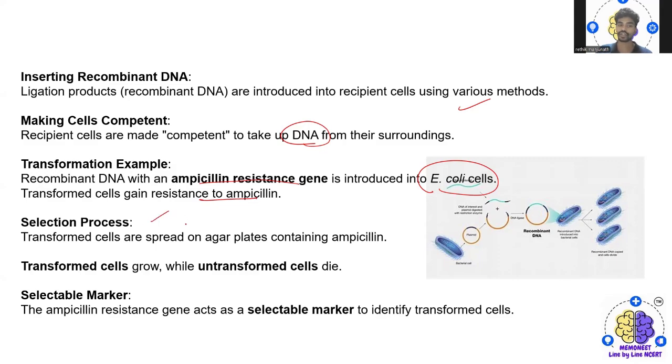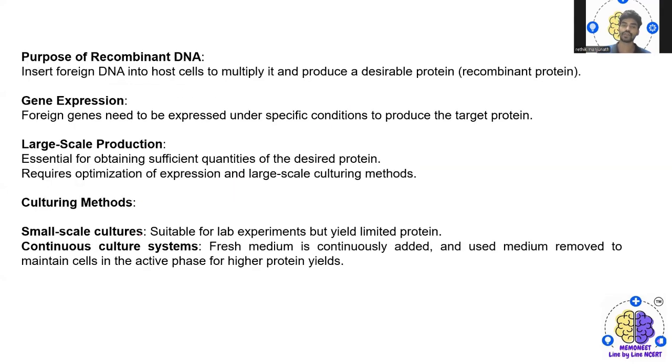The transformed cell gains resistance to ampicillin. Then how do you select? Transformed cells are spread on an agar plate containing ampicillin. Transformed cells will obviously grow because they have resistance towards ampicillin. So in the agar plate you have ampicillin, and only the E. coli cells showing this resistance will grow, while the other E. coli cells which have no resistance will die. Then the ampicillin resistance gene acts as a selectable marker to identify the transformed cell.